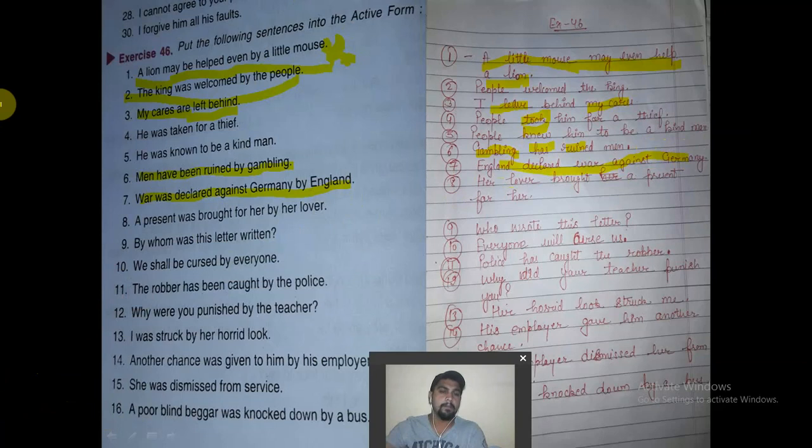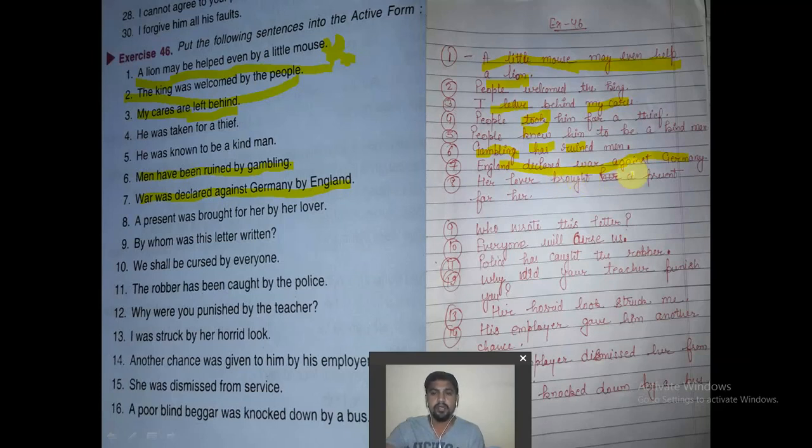Next is the eighth question. A present was brought for her by her lover. Now you can see that by her lover. We know that after the preposition by, we used to write the object. So the subject used to be written in the passive form at the last. So here the subject has to be placed in the beginning. So to make it active, her lover would be at the first place, and we know that again the tense is past indefinite. So simply the second form of verb, brought, b-r-o-u-g-h-t, would be used.